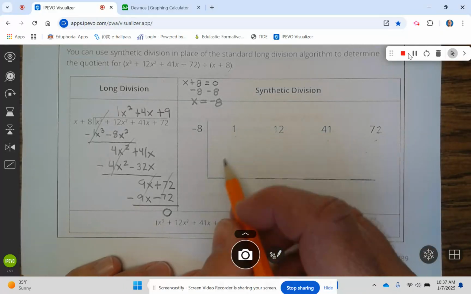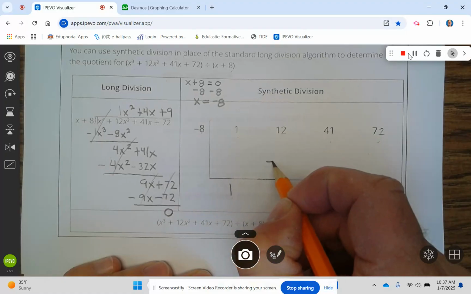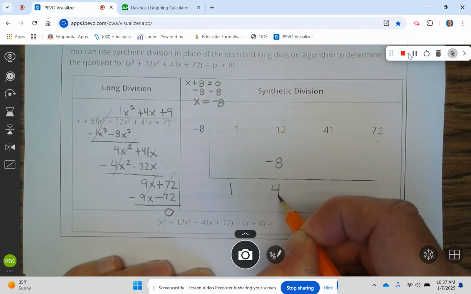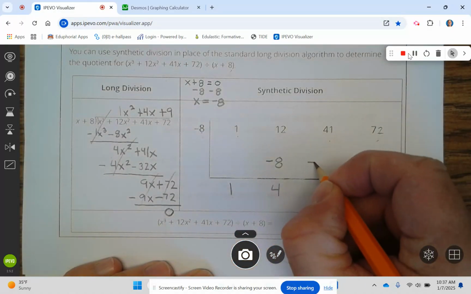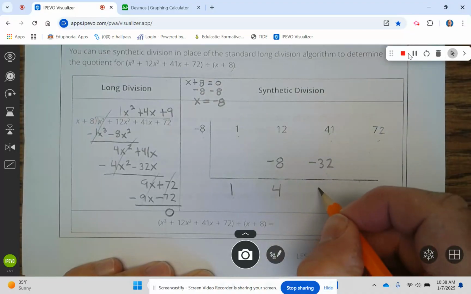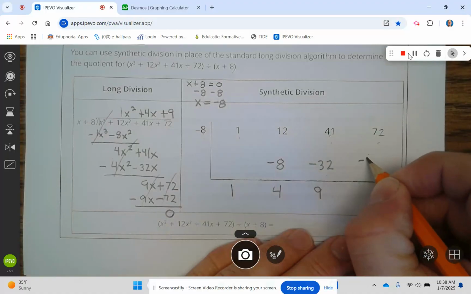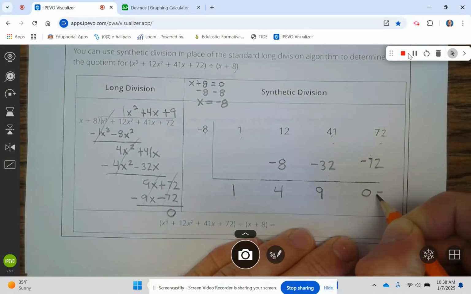And then we start by bringing down the first number. Now we multiply. Negative 8 times 1 is negative 8. And now we combine. 12 minus 8 is 4. And then we repeat the process. Negative 8 times 4 is minus 32. 41 minus 32 is 9. Negative 8 times 9 is minus 72. 72 minus 72 is 0, which is the remainder.